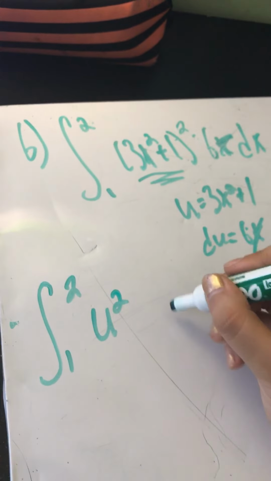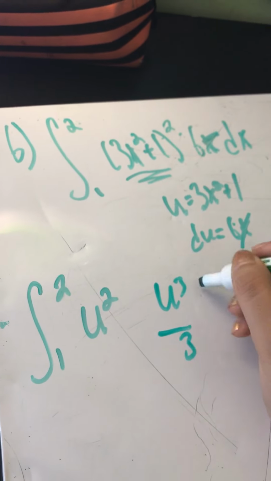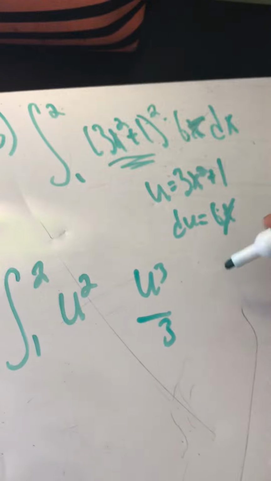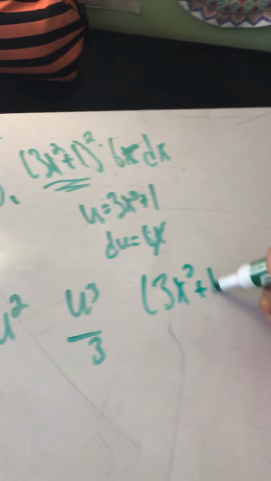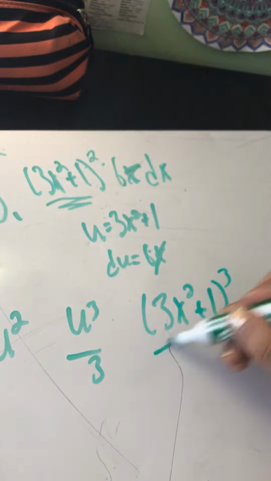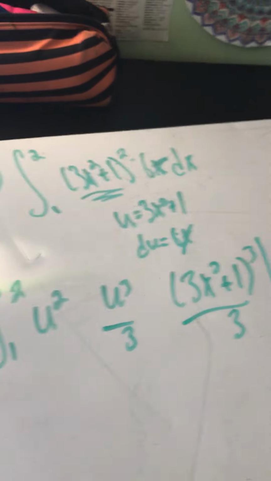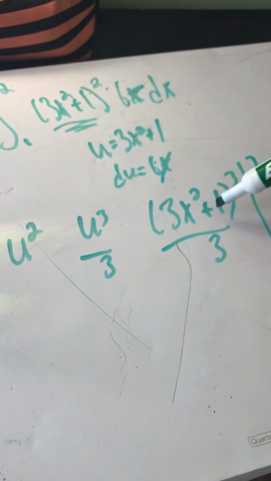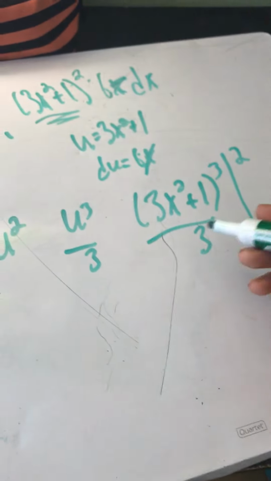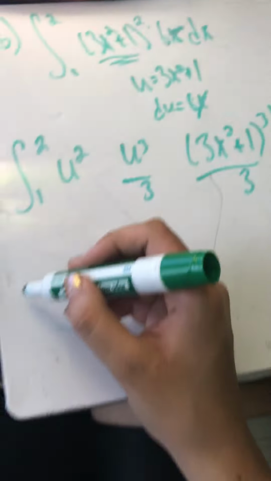Then you add 1 and divide by the new exponent, and then you substitute that equation back in. So you get (3x squared plus 1) cubed over 3, evaluated from 1 to 2. And then you're just going to plug 2 in.